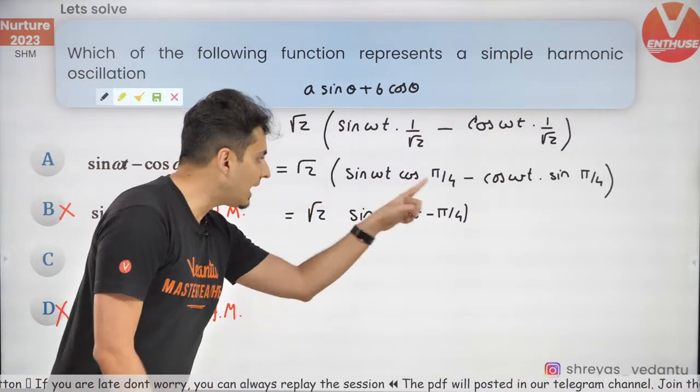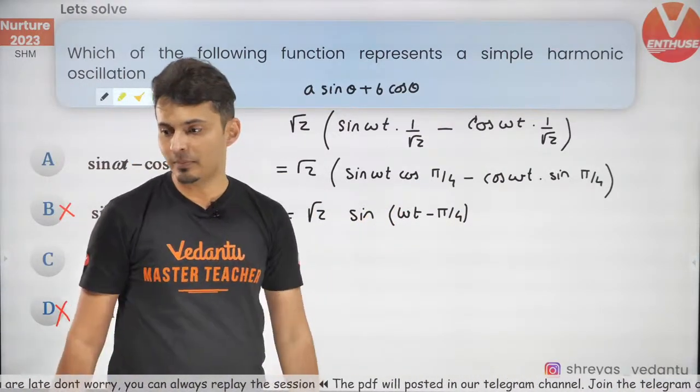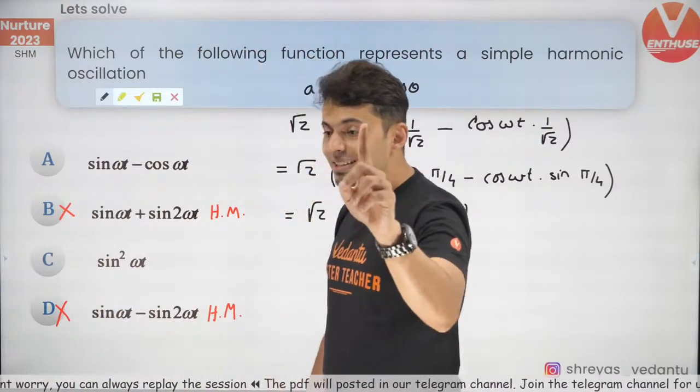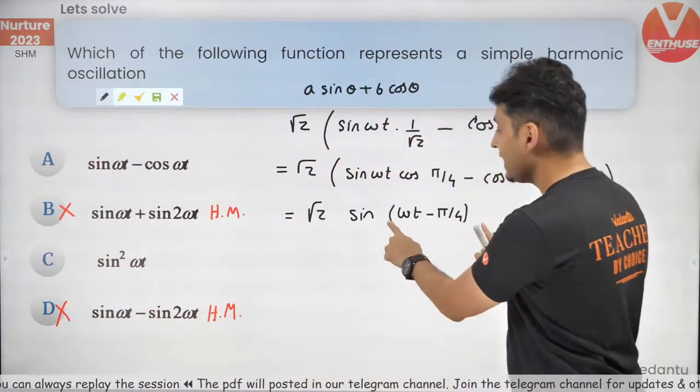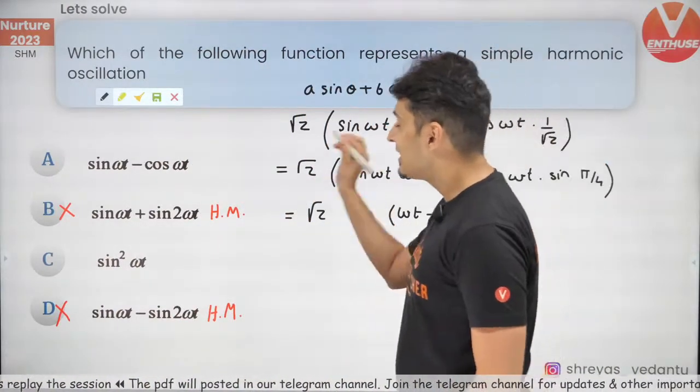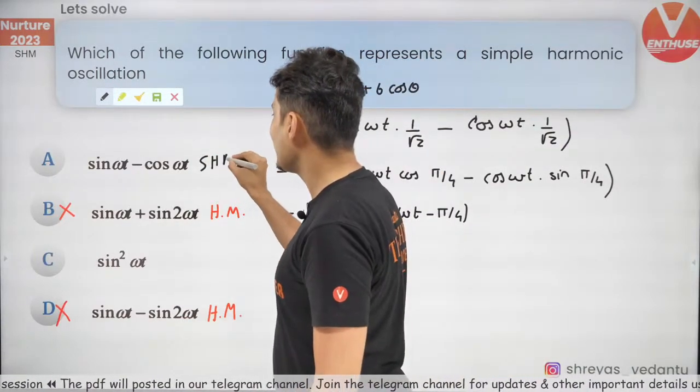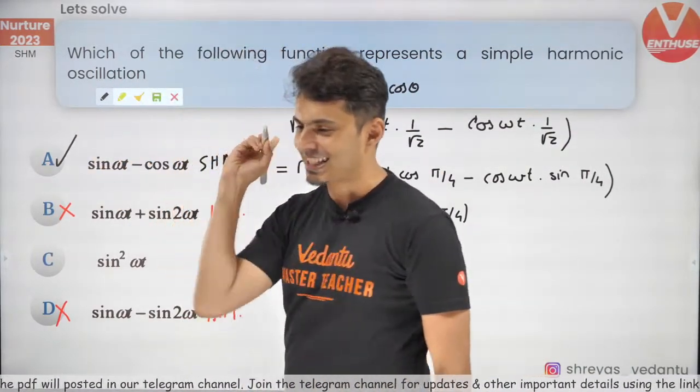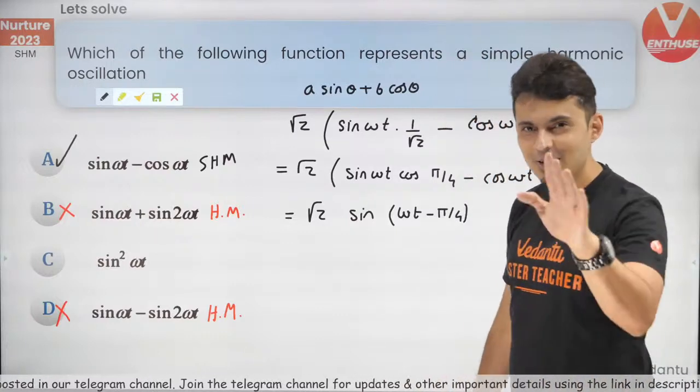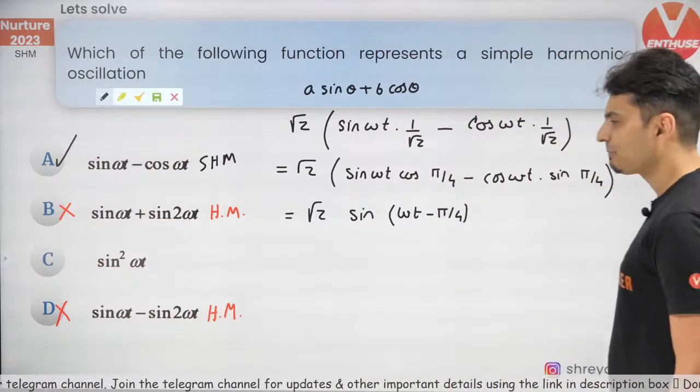Do you see I have narrowed it down to one single sine term? So the moment I can narrow it down to one single sine term, that means it is definitely a SHM. So that's it. Option A is correct. Perfect. Got it? So that's what you got.